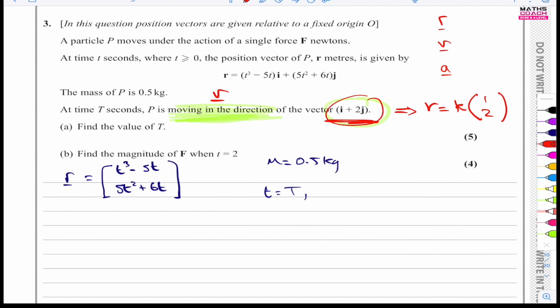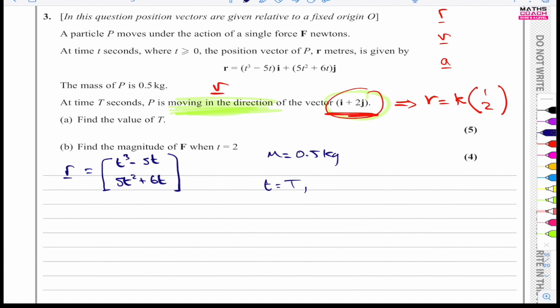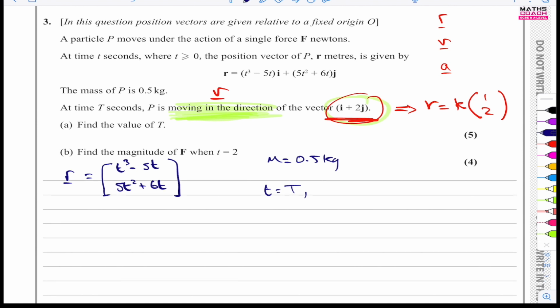Well, first of all, we need to know how to get from position into velocity. So how do we go from r into v? Differentiate. Okay, so we're going to differentiate r to get to v. So dr by dt. If we differentiate the top, that will give us 3t squared minus 5. Differentiate the bottom part gives you 10t plus 6. Right? So this is our velocity vector.